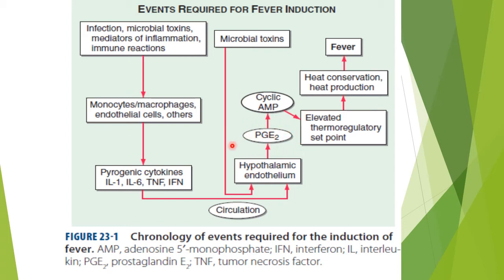And in the brain, the prostaglandin E2 will cause the synthesis of cyclic AMP, or cAMP, and this will elevate the thermoregulatory set point, and the body will conserve heat, the person will shiver, there will be increased heat production, which presents as fever. So this is the chart.